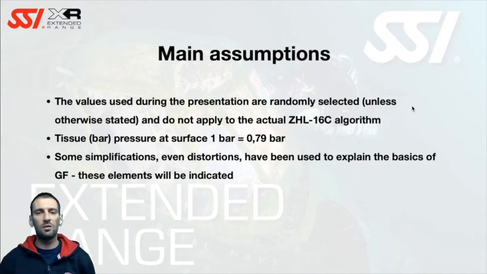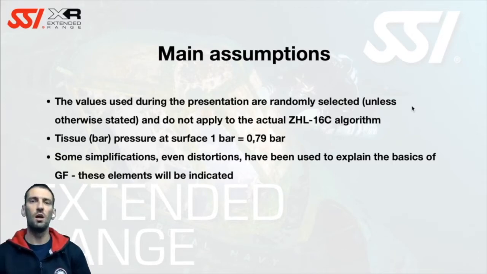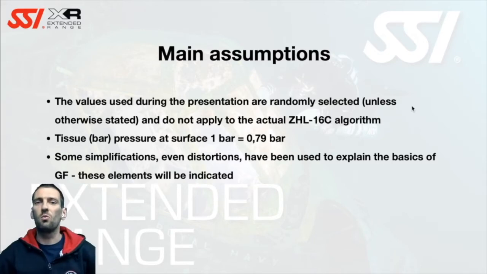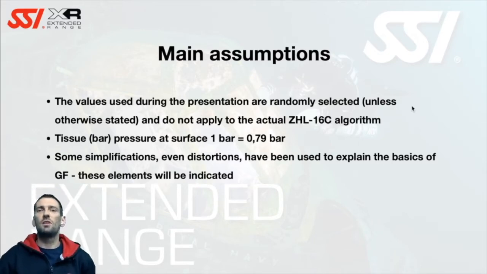Just to give you an example of what I'm talking about, in the graph that you're going to see in a minute, we'll have an ambient pressure and a tissue pressure representation, where the tissue pressure on the surface will be 1 bar. For those of you who are Nitrox divers or above, you know very well that on the surface the tissue pressure is not actually 1 bar, it's 0.79, because only the nitrogen is considered as a gas that is loaded into our tissues. But for us, it will be much easier to operate with values like 1, 2, 3, 4, 5 bars instead of 0.79, 1.58, and so on.